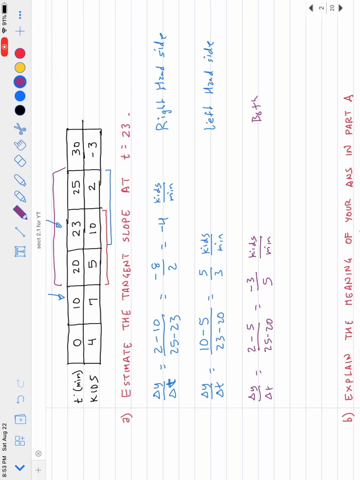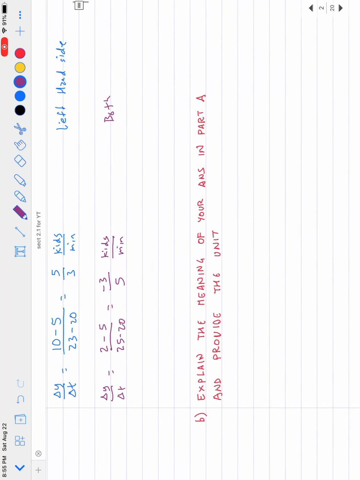Now, what's most likely going to happen is if you're seeing this as multiple choice questions, they will probably tell you to use specifically the left-hand side, the right-hand side, or the average, like in this case, which is going to be both. But if they don't specify, like say this is a free response question, you can technically use either one unless they tell you to. Okay. All right.